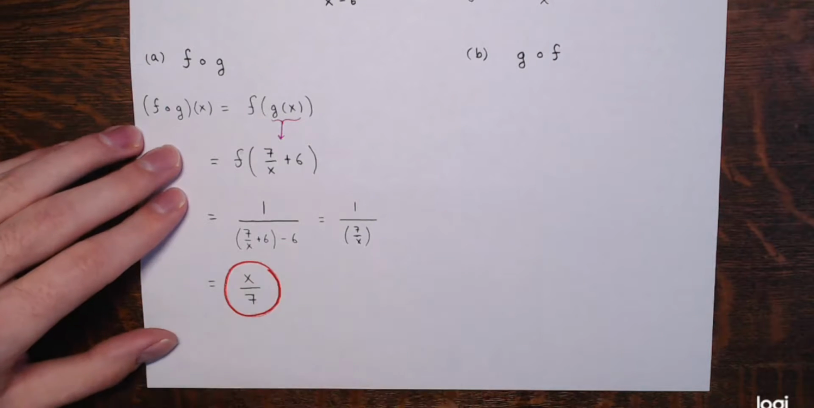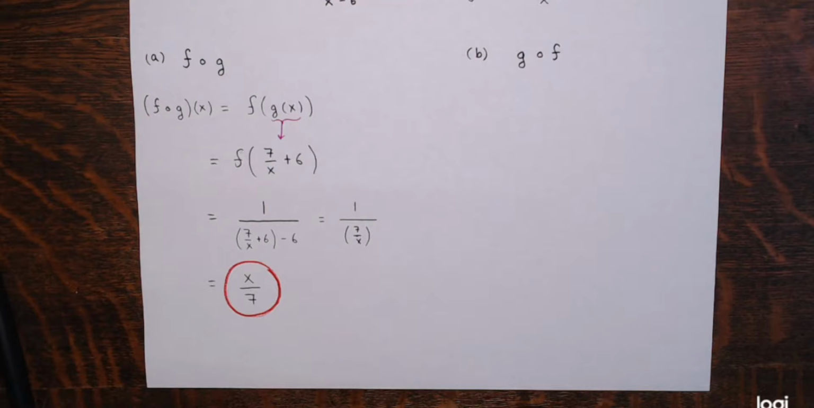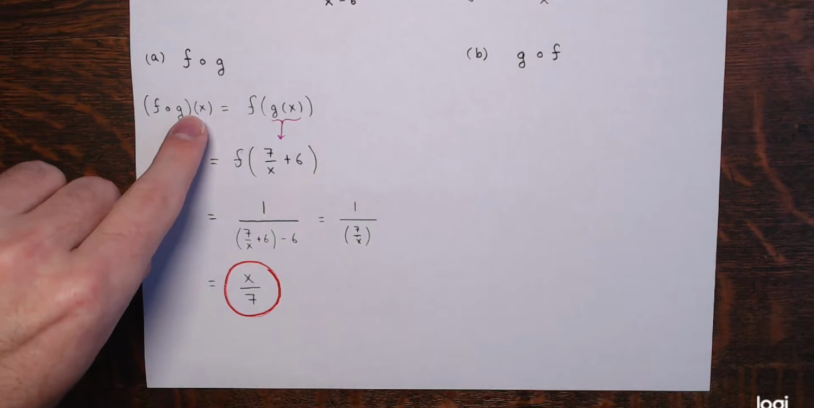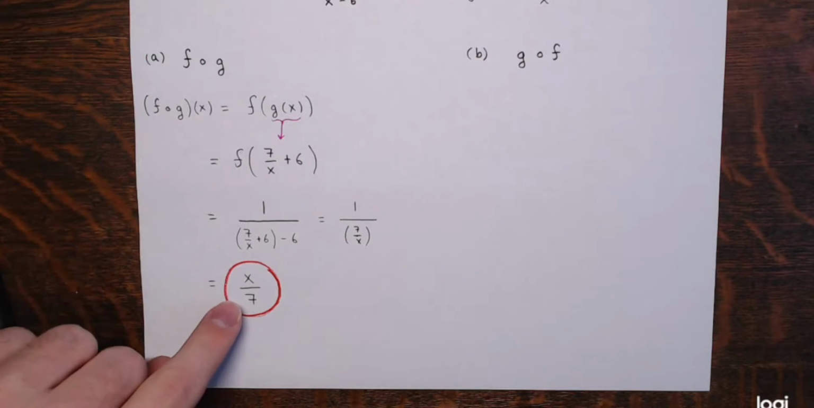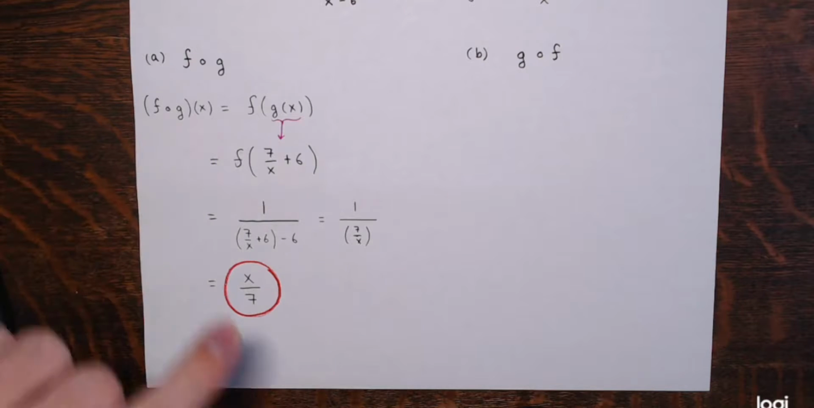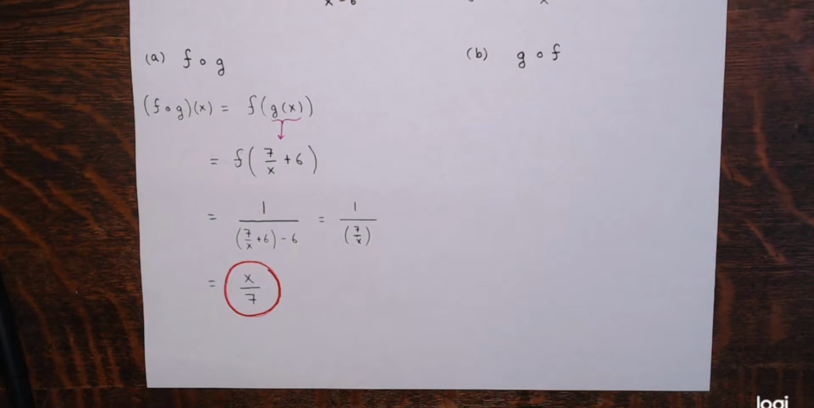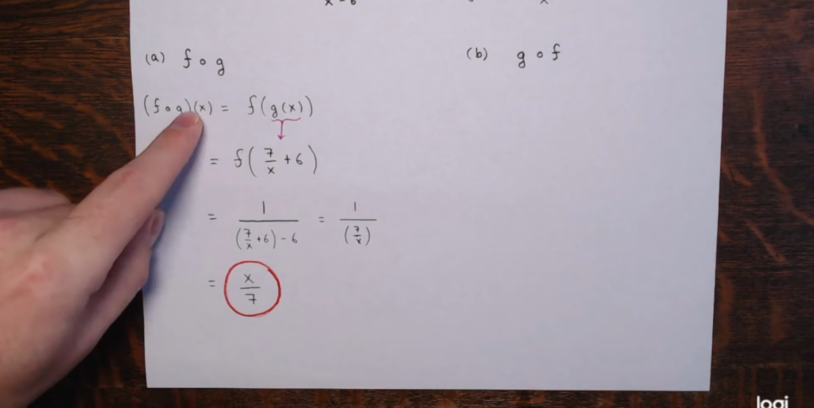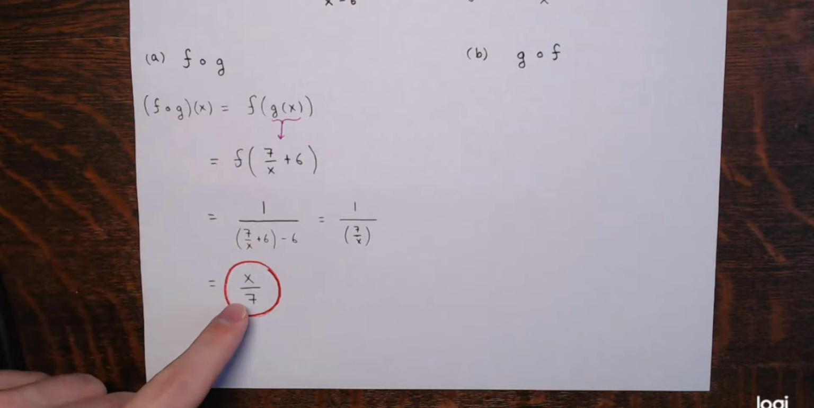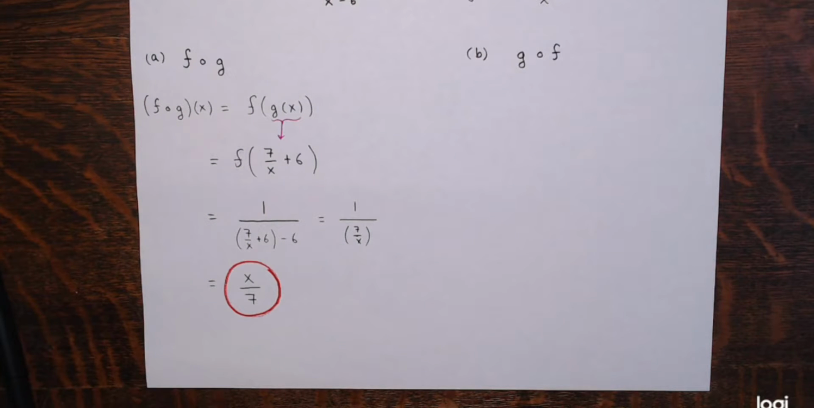All right. So if you were to plug in 7 for x, the output would be 1 for this function called f composed with g, or f of g. Or if you were to plug in 14 for x and do all this process, you'd end up with 2, right? 14 divided by 7, and so on.